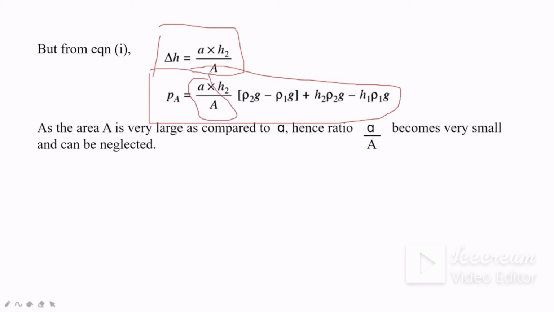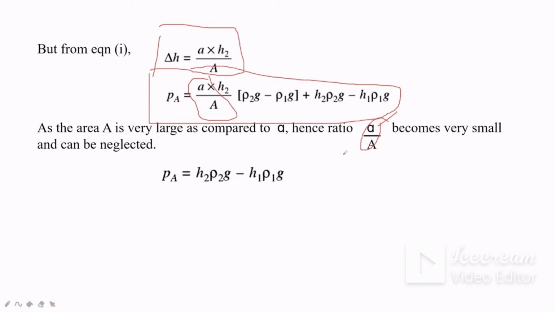So as the area A is very large compared to a, hence the ratio of the small area, that is the right limb area, divided by the reservoir area, becomes very small and can be neglected. Because of the area, it is to be neglected, meaning it will come in very minute ratios, the value will be 0.00 something. That's why the ratio of a by A will be very small, so that it could be neglected.